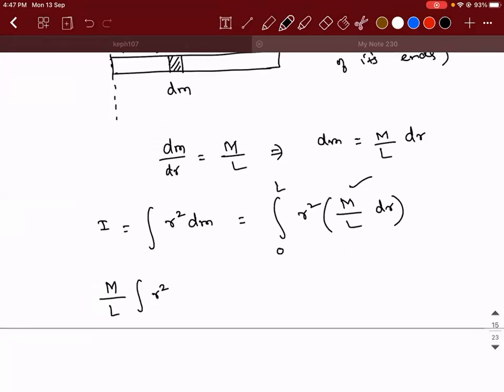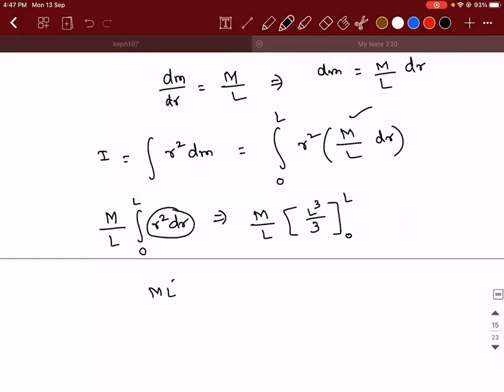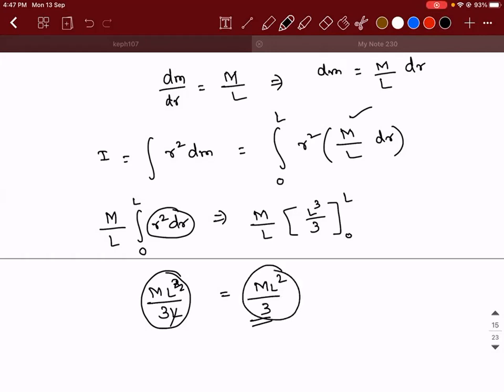So M by L into r square dr between 0 to L. The integral of r square is L cube divided by 3, between 0 to L. So when you apply the upper limit and lower limit, M L cube by 3L is going to be the moment of inertia. If this and this get cancelled, it will be M into L square divided by 3. So this is the moment of inertia about one of its ends.